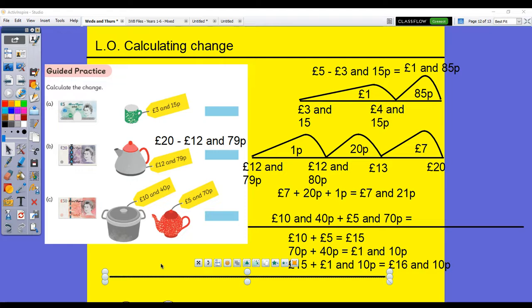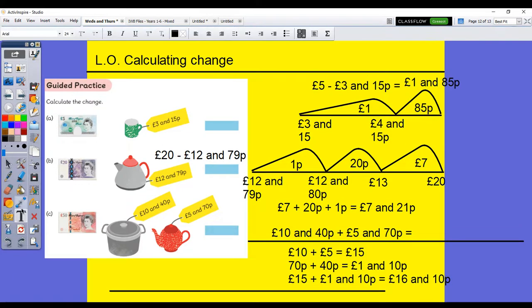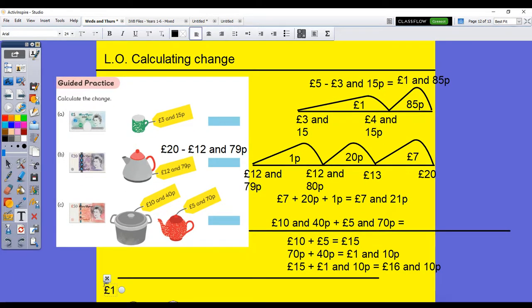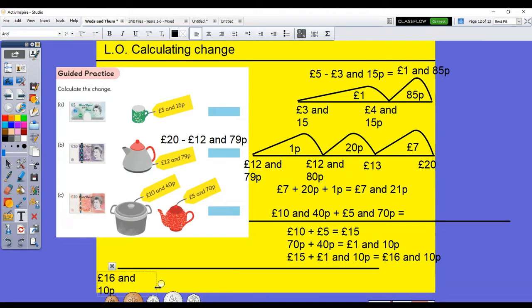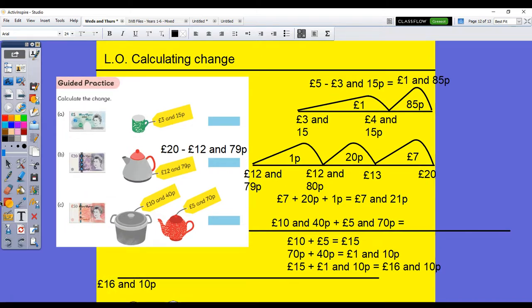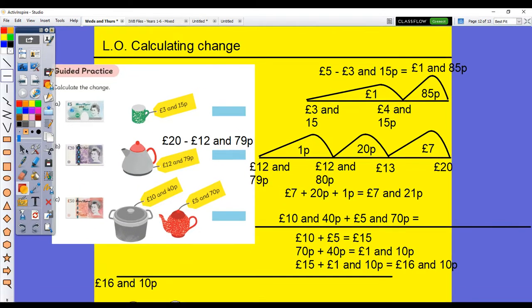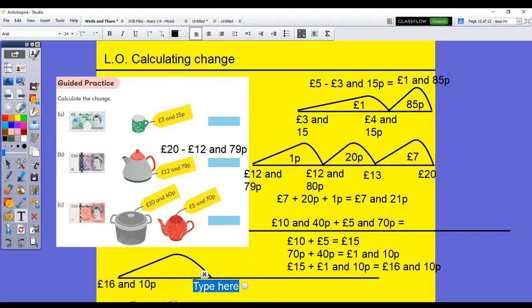Okay, so let's start with £16 and 10p. This time we're going to go to the nearest pounds. We're at £16 and 10p. How many more pence do we need to get to £17? 10p plus what will make the £17? It's going to be 90p. Because 90p plus 10p makes a pound.